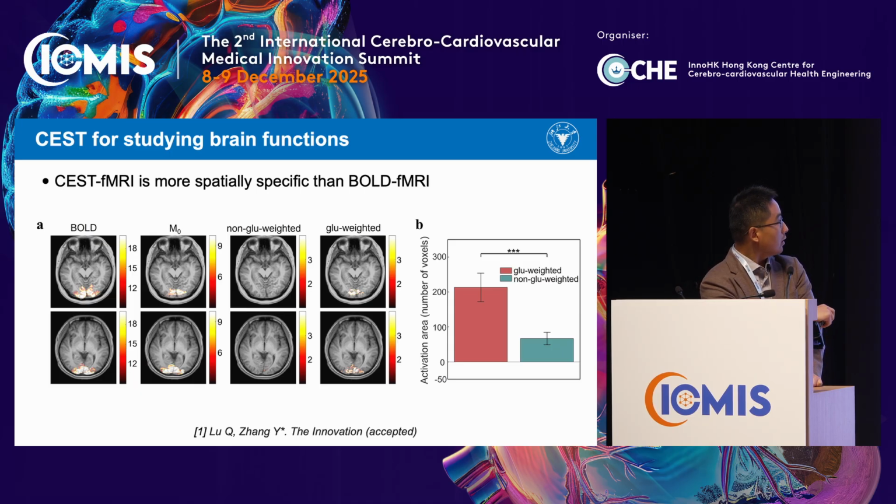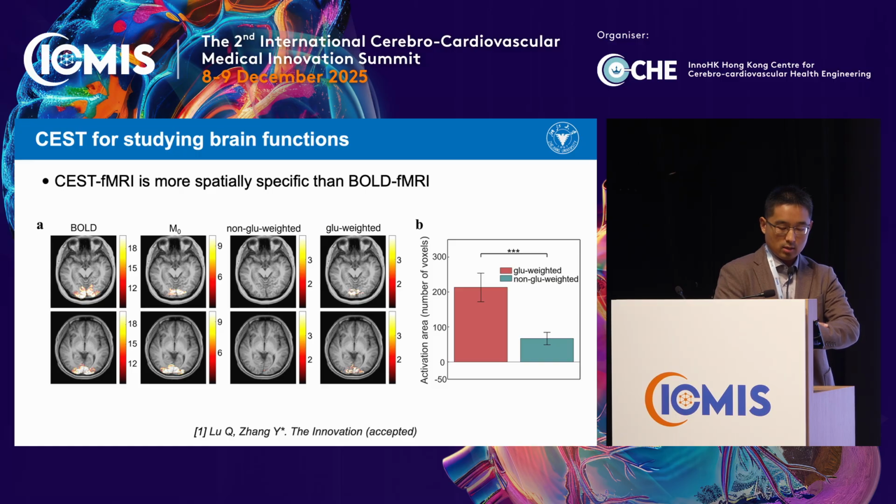The BOLD fMRI is very much related to blood flow. As we all know, blood flow comes from the heart, so it's not really localized. It's not endogenous in the brain. But with glutamate-weighted CEST MRI, the glutamate signal is really in the brain, right? It's not coming from the heart. So in this case, we are showing that the CEST fMRI is more spatially specific than the conventional BOLD fMRI. We are also trying to extend this technique to study more neuroscience and mental health diseases with the CEST fMRI.